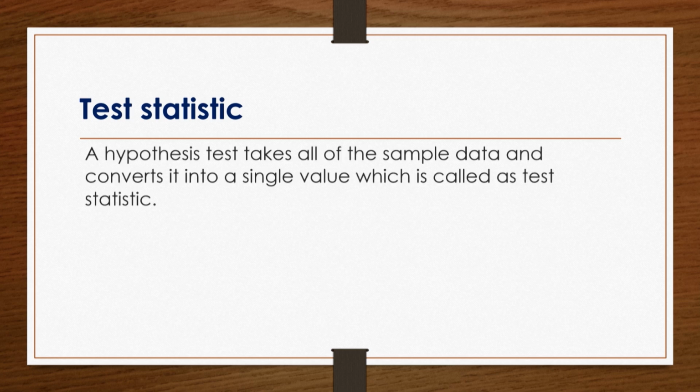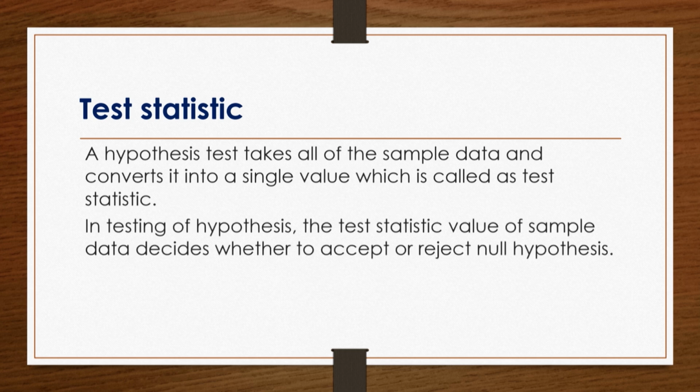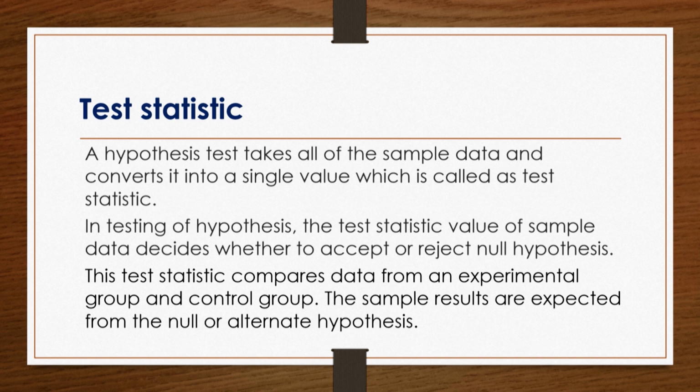A hypothesis test takes all of the possible sample data and converts it into a single value, which is called a test statistic. In testing of hypothesis, the test statistic value of sample data decides whether to accept or reject the null hypothesis. The test statistic compares data from an experimental group and a control group. The sample results are expected from the null hypothesis or from the alternative hypothesis.